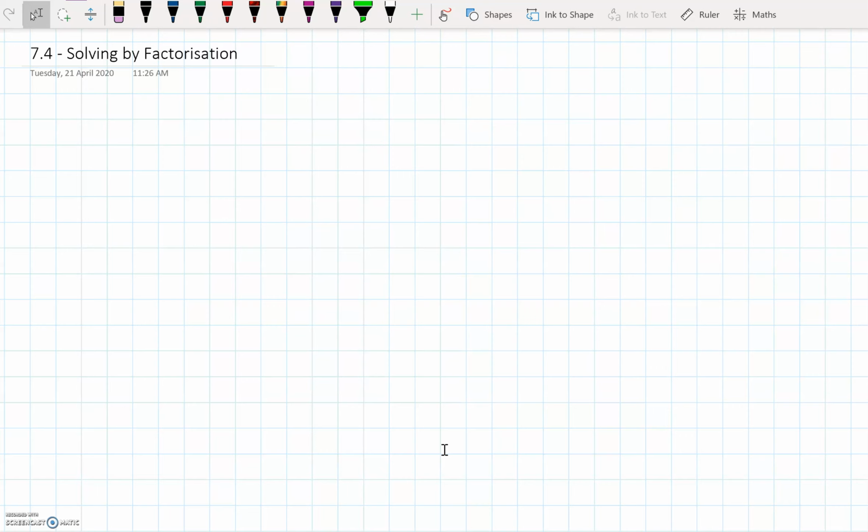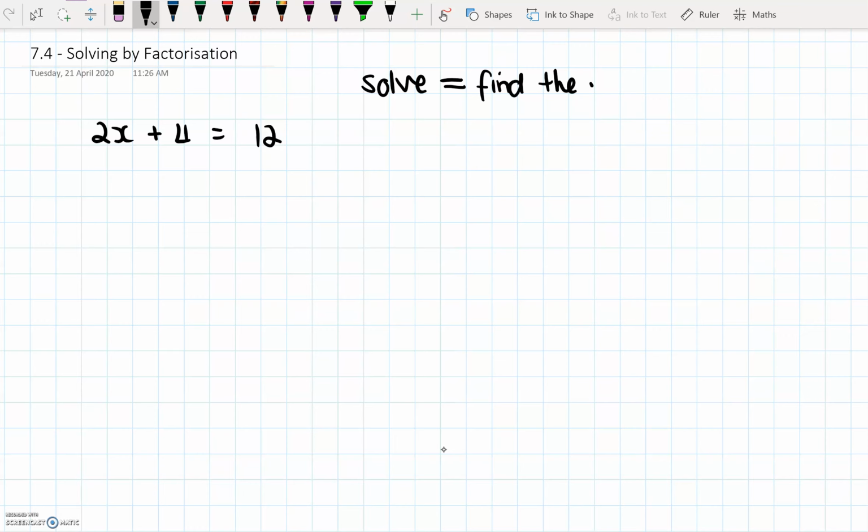Now when we solve something, so if I asked you to solve, for example, 2x plus 4 equals 12, you know that what we need to do is solve. Solve means to find the value of the unknown or variable.